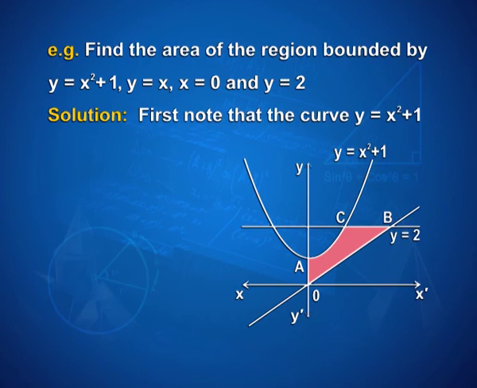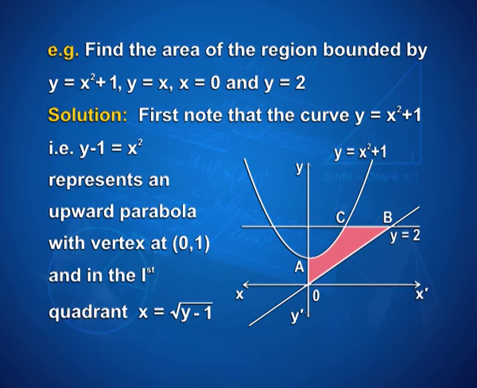For the solution, first note that the curve y is equal to x square plus 1, that is y minus 1 is equal to x square, represents an upward parabola with the vertex at (0, 1) and it is in the first quadrant. x is equal to square root of y minus 1. The shaded area is to be calculated here. The equation here is y is equal to 2 and the parabola is y is equal to x square plus 1. The shaded area OBCA is to be calculated.